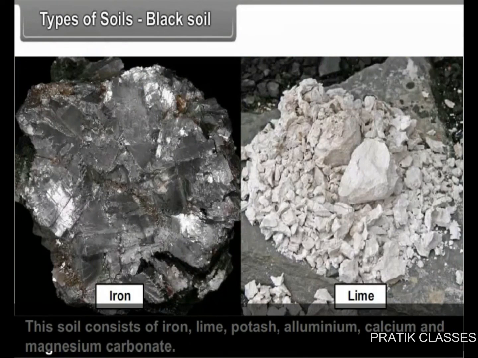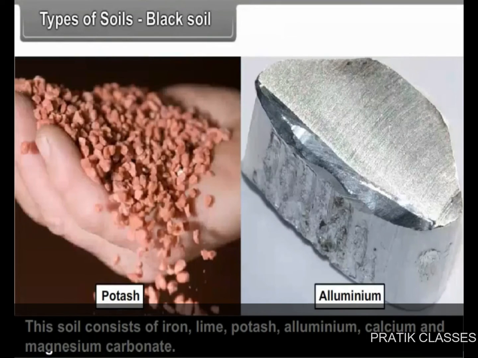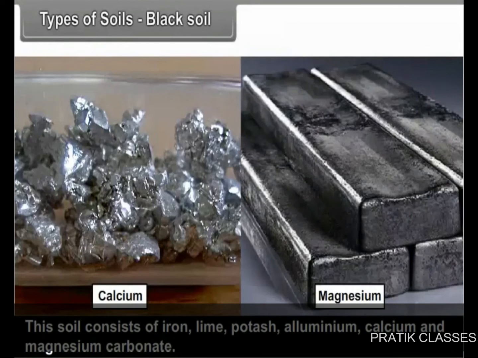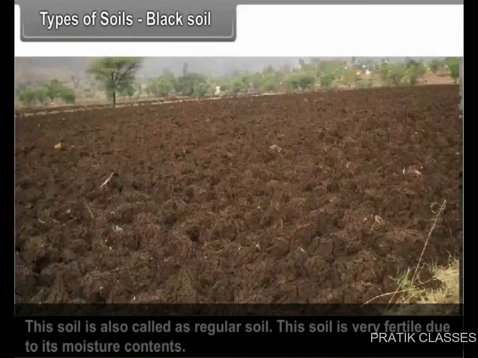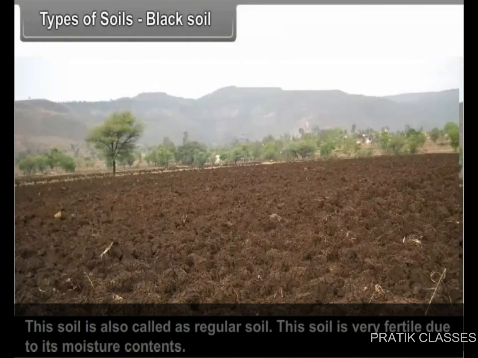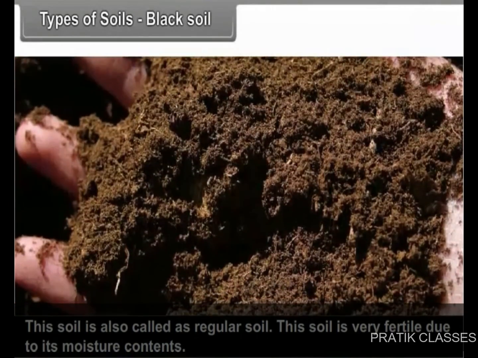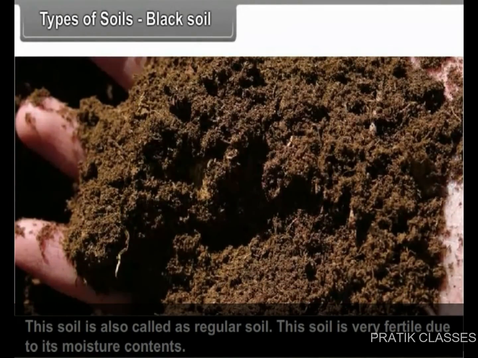This soil consists of iron, lime, potash, aluminium, calcium, and magnesium carbonate. Black soil is deficient in nitrogen, phosphorus, and organic matter. This soil is also called Regur soil. This soil is very fertile due to its moisture content.